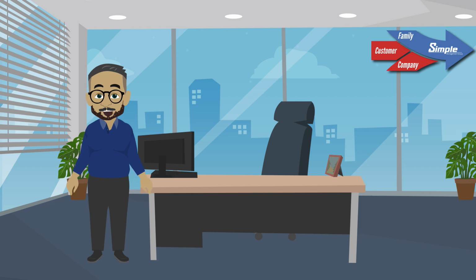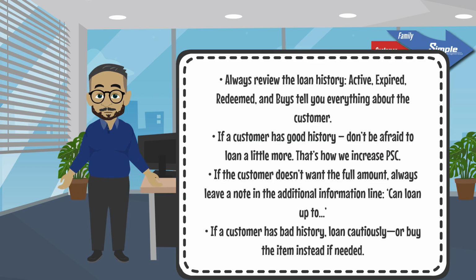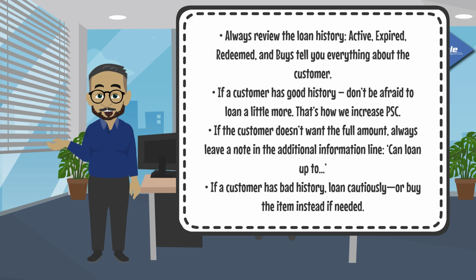And now it's time for a quick recap. The Pawn Walk is one of the most powerful coaching tools we have. It shows us what loans were written, how much we loaned, and if we missed any opportunities. Here's what we covered. Always review the loan history. Active, expired, redeems, and buys tells you everything you need to know about the customer.